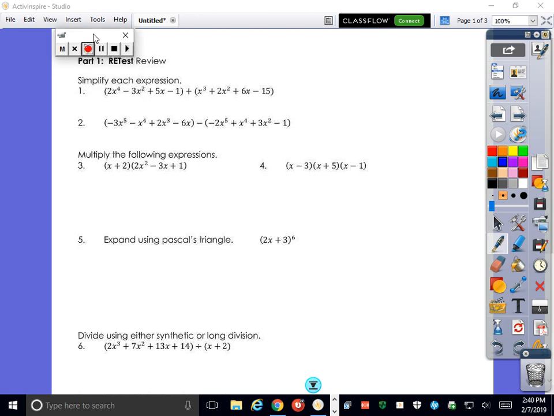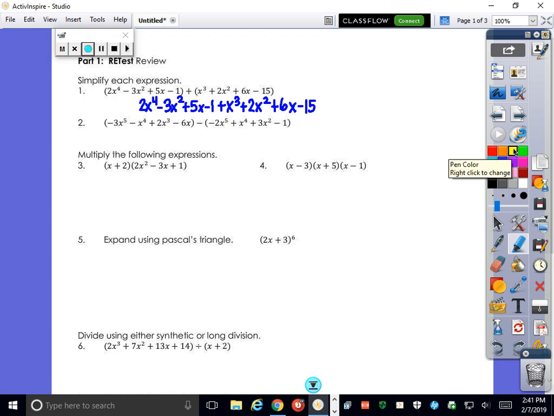Okay, so this is the review for the test on factoring and solving with a retest on polynomial operations. So, number one, you're adding the two together, which means nothing really changes. You just have to write the terms the way that they are and add. You're only going to add like terms. So you have to be careful that you combine the correct like terms.